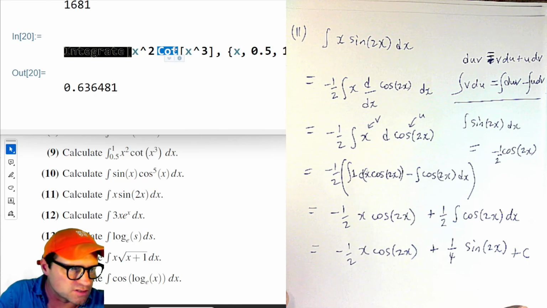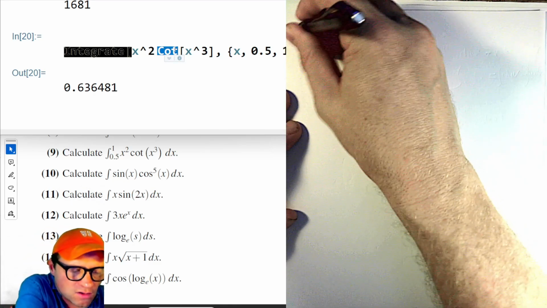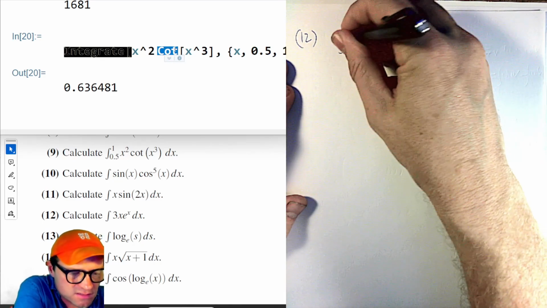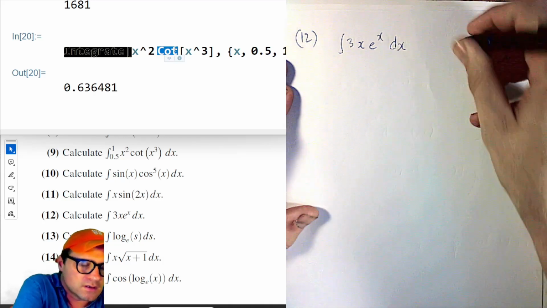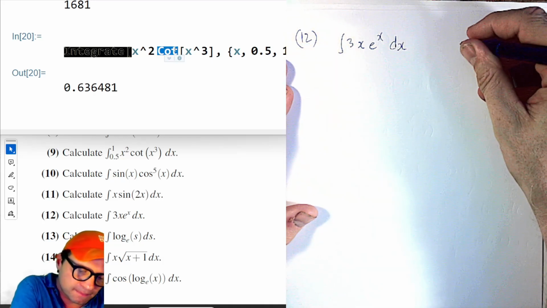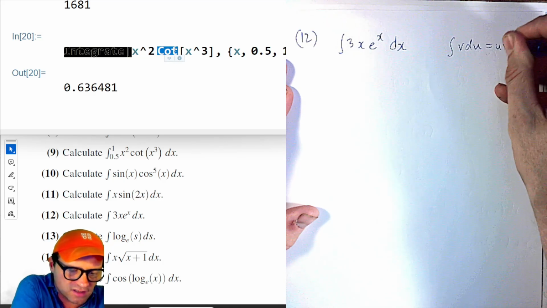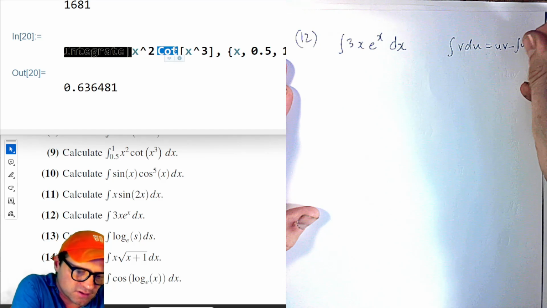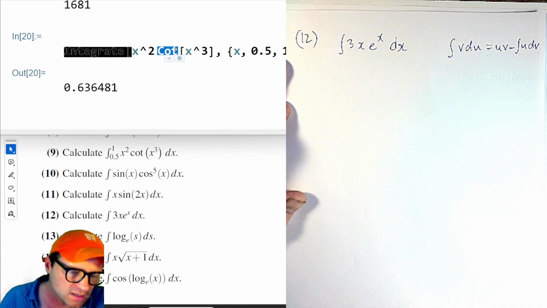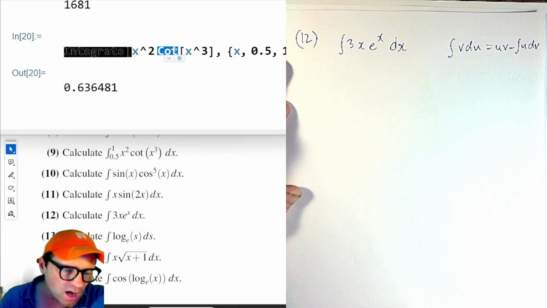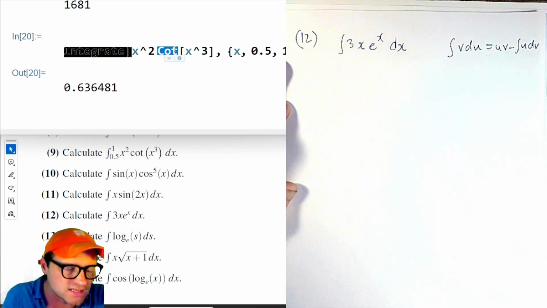Okay, so now let's move on to question 12. And this also looks like integration by parts. And so we had the integral of v du is uv minus the integral of u dv. All right, so here's our integration by parts formula. Now we need to identify what to call what. The one whose derivative cycles around to itself eventually is e to the x.